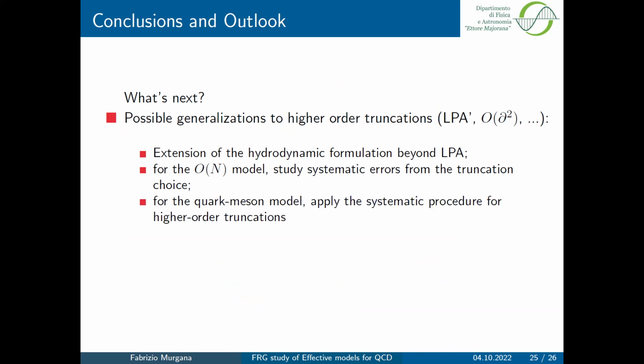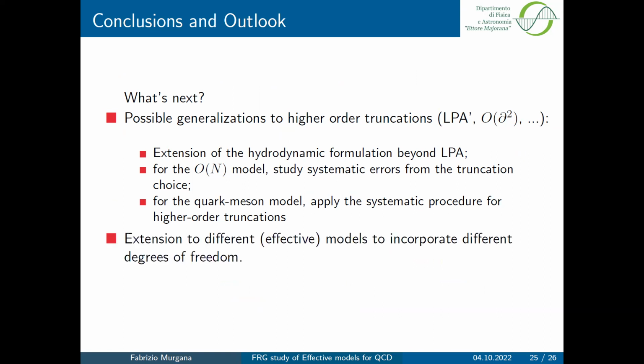Something else we can do is replicate this systematic approach to the quark meson model. So for example, let's see also in this case how the regulator dependence and the truncation dependence come into play when you improve the truncation. And also, of course, you can incorporate different degrees of freedom, change theory, include, for example, di-quarks and stuff like this. So change completely your framework and repeat all these studies.